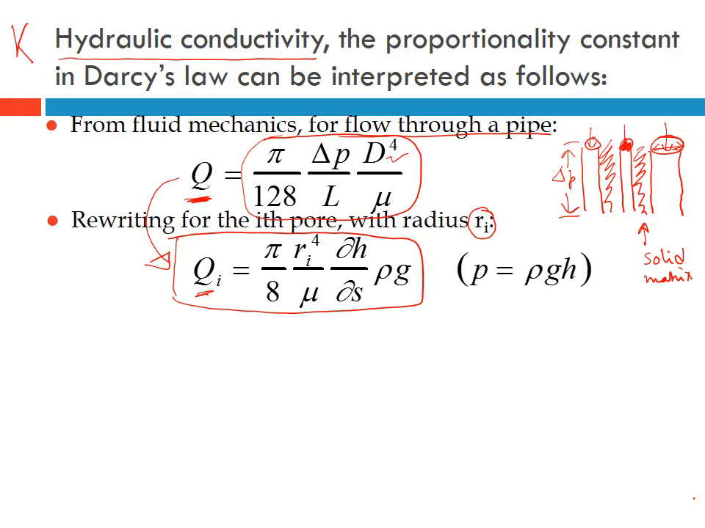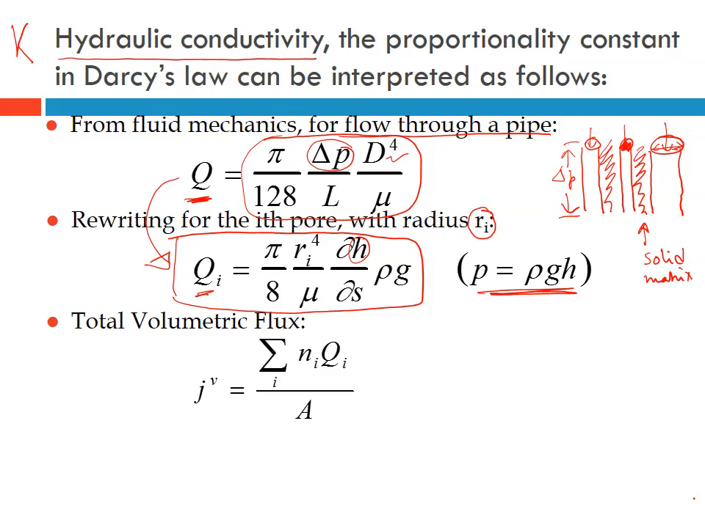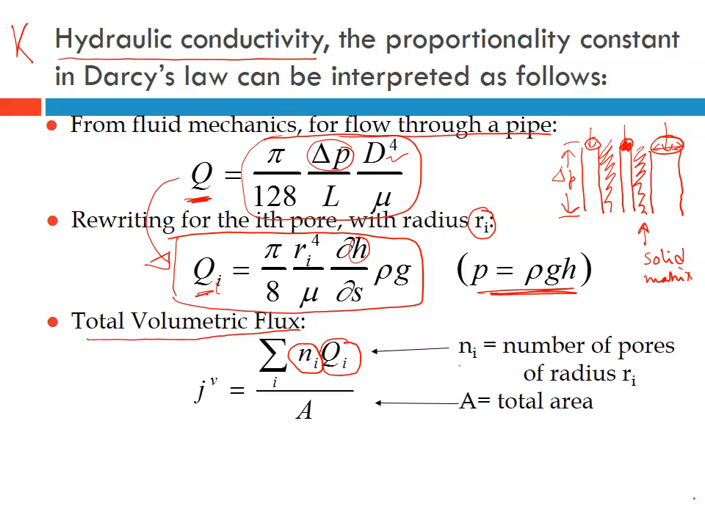Okay, and then I have changed from pressure to H, because remember the final equation was in terms of H, and we always use P equal to rho g H. So if this is through one pore of size Ri, then the total amount of flow would be what? Flow through each pore times however many pores there are of that size. So Ni is the number of pores of radius Ri.